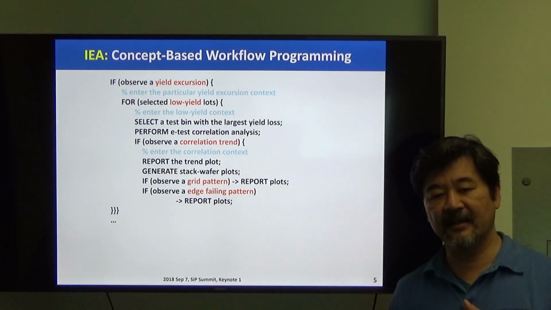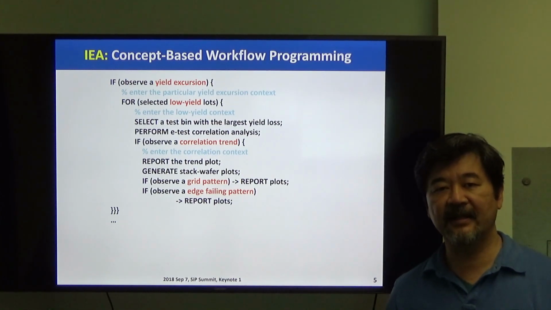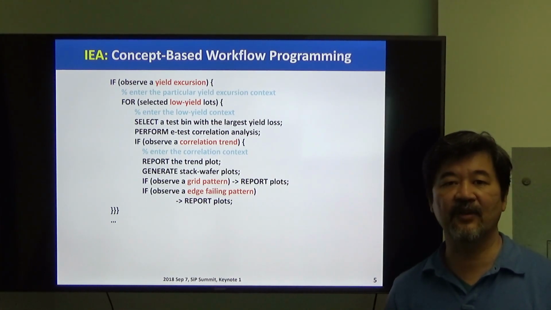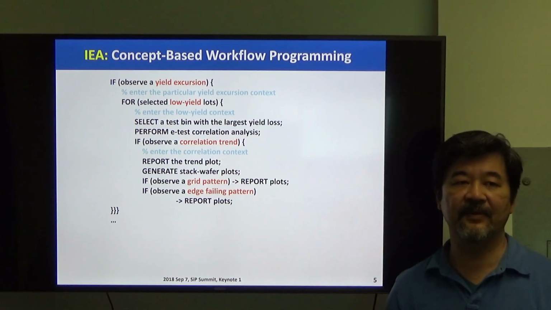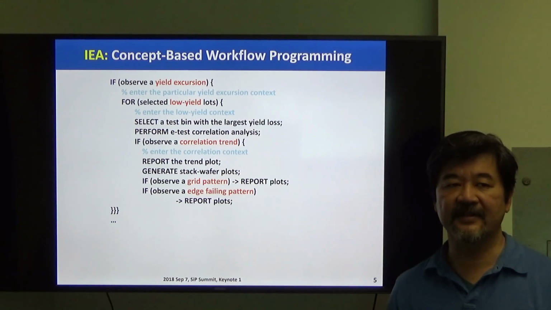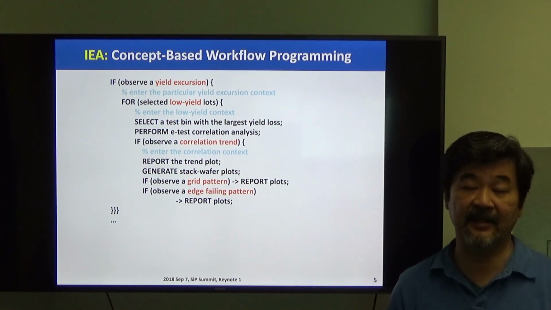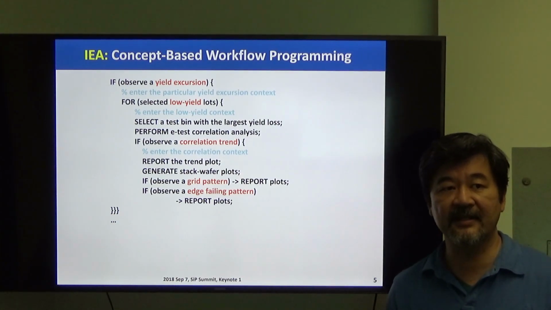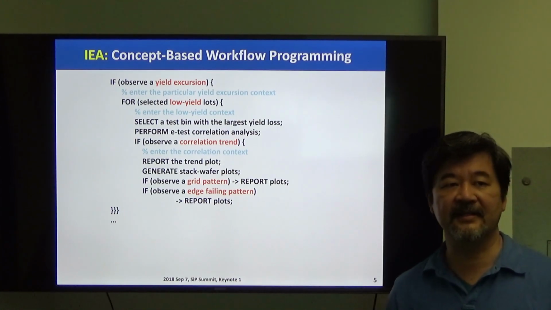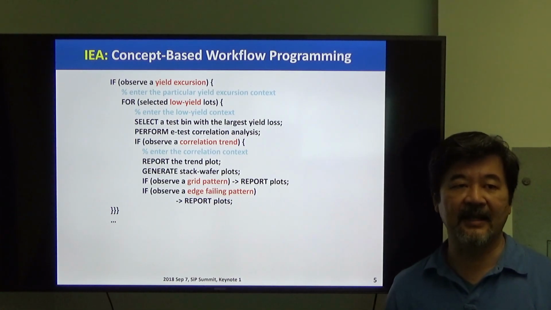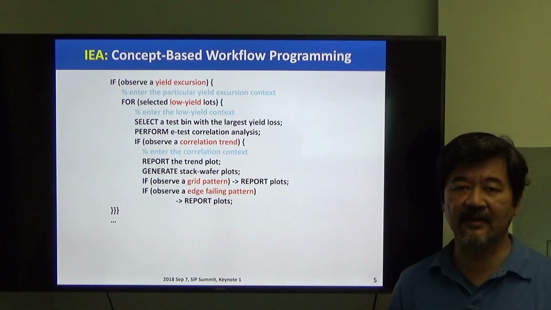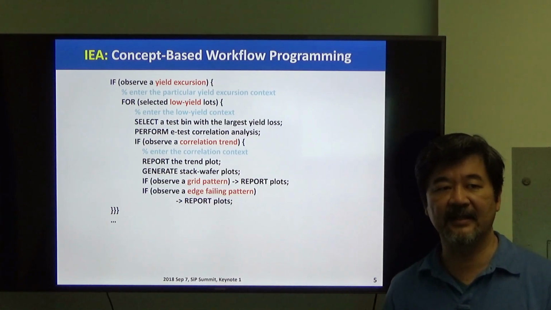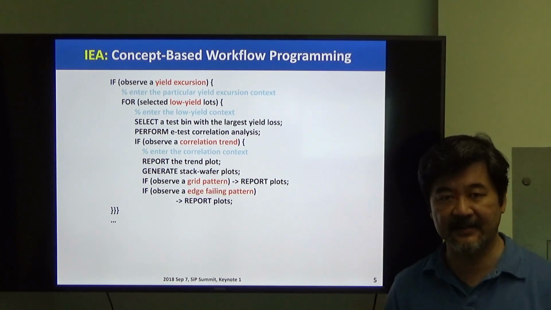If you look at the analytic workflow, it can be described like this example here. First, if you see a yield excursion, you enter the context of this particular yield excursion for analytics. Then you select low yield lots, and then you perform correlation analysis. If you see the correlation trend, then you enter the context of that trend and then maybe you do some sort of wafer pattern analysis here.